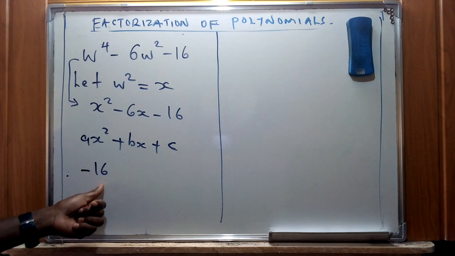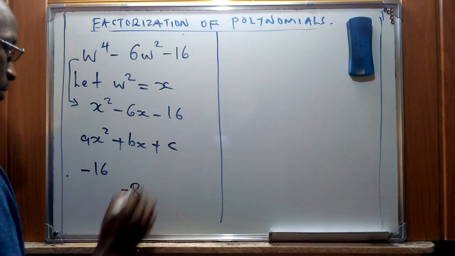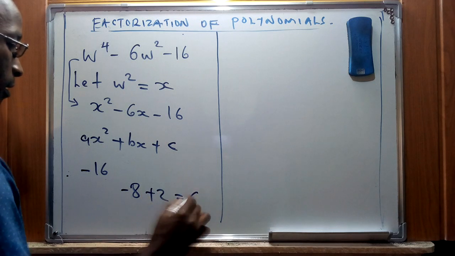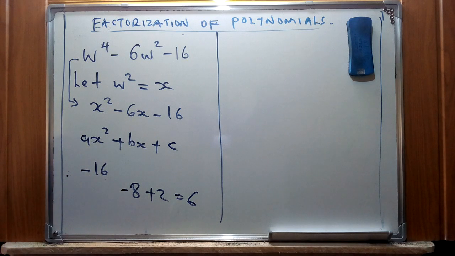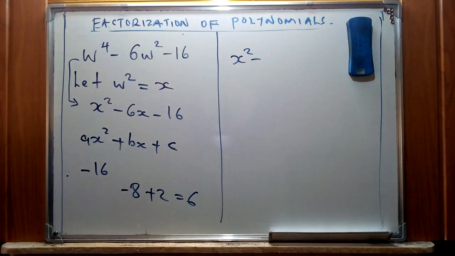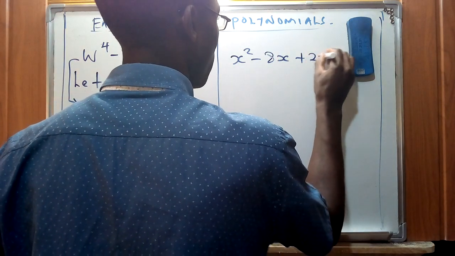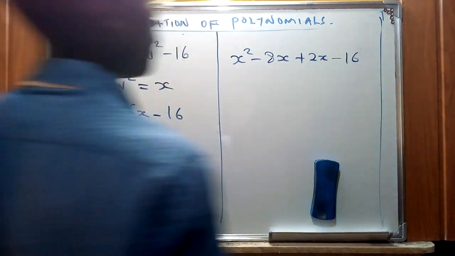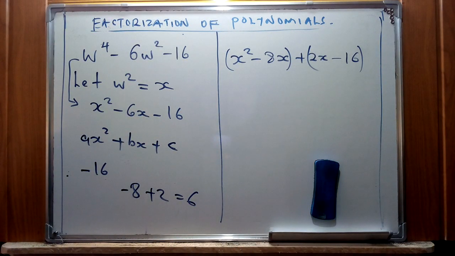And then this should be a sum of the factors of b. We're going to look at this and find out what some of these factors are. So if you look at 6, we're going to have a difference. This is minus 8 plus 2, which is going to give us 6. So we can write this specific expression as x squared minus 8x plus 2x minus 16, and then we're going to group it and find the greatest common factor.